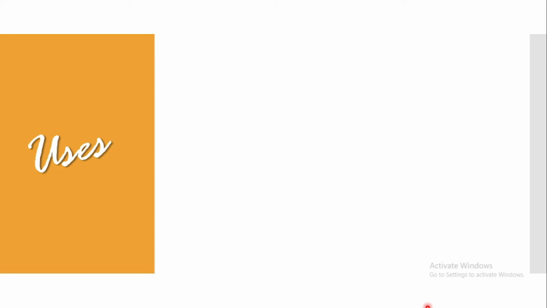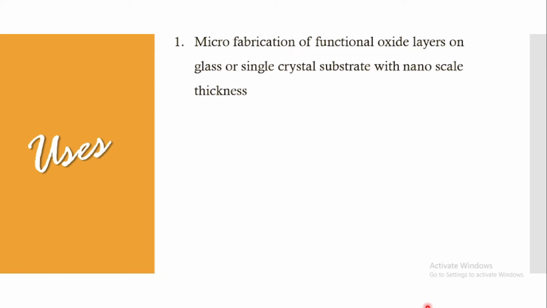Any type of thin film can be coated over the substrate using this spin coating technique, and the spin coating method is widely used in microfabrication of functional oxide layers on glass or single crystal substrates, generally using sol-gel precursors, where it can be used to create uniform thin films, especially with nanoscale thickness, that is, of the range of 10 raised to minus 9 meters.